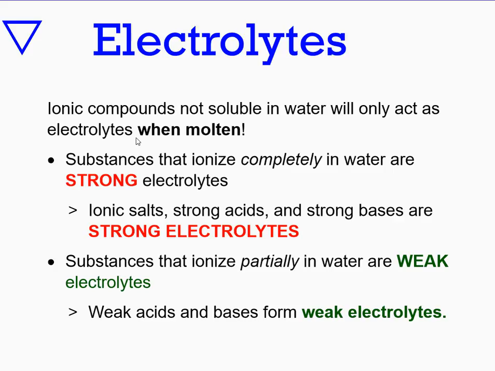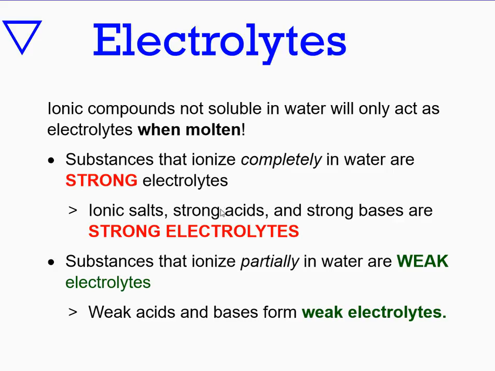Substances that ionize completely in water are called strong electrolytes. That means that when you put it in water, all of it forms ions. Ionic salts that are soluble, strong acids, and strong bases are strong electrolytes. Now, if you have an ionic salt that's weakly soluble, it's still going to be a strong electrolyte because what does dissolve will form ions. Substances that ionize partially in water are considered weak electrolytes. This is where we need to distinguish dissolving from ionization, okay? Something that dissolves in water, if it's an ionic compound, is going to form ions. If it's a strong acid, it's going to form ions. If it's a strong base, it's going to form ions.